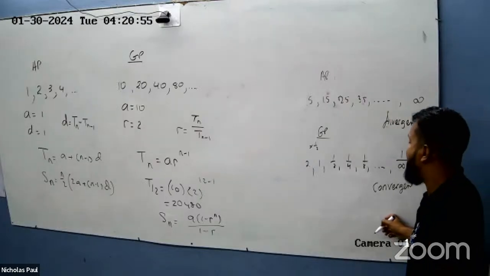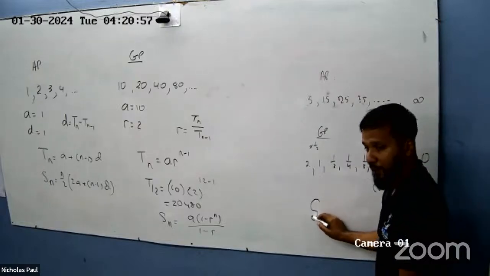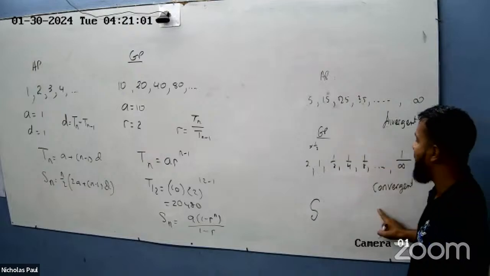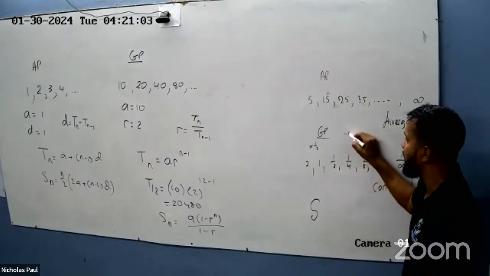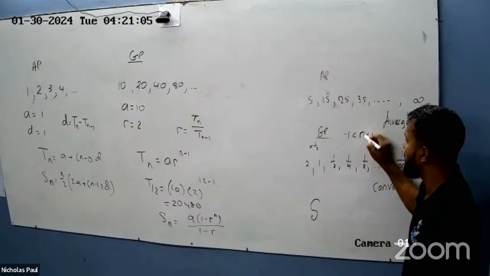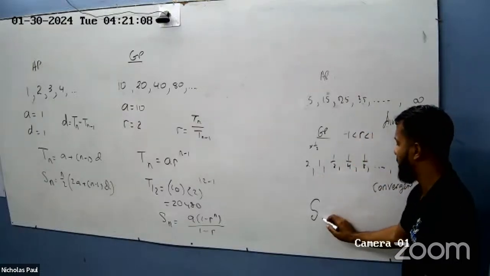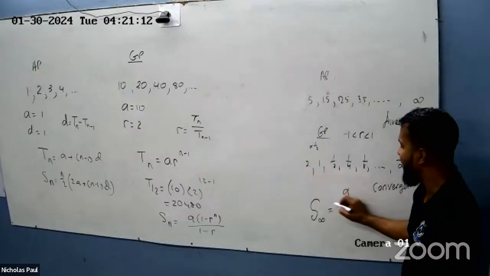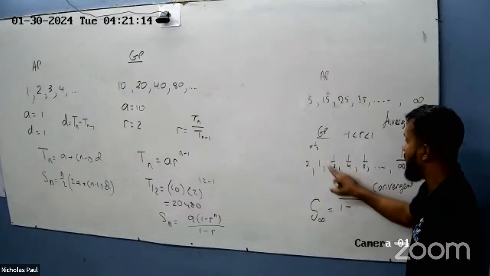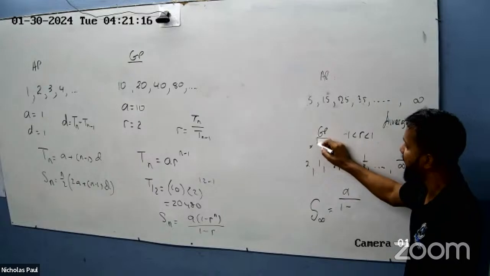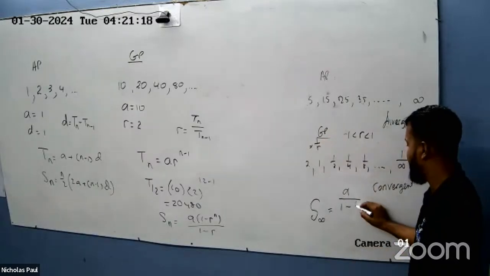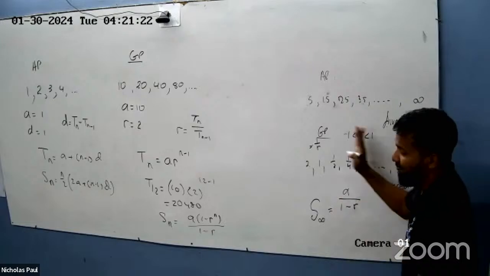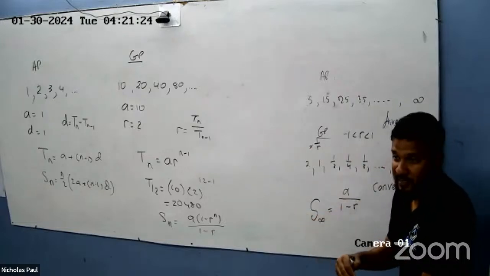If something is convergent, we could add it up and actually get a value, right? So because a GP is convergent when R is between -1 and 1, we could actually find the sum to infinity. We could take A and divide it by 1 minus whatever R was. In this question, R was a half. Right? And that's the theory behind APs and GPs.